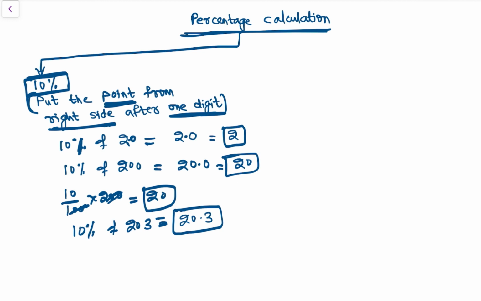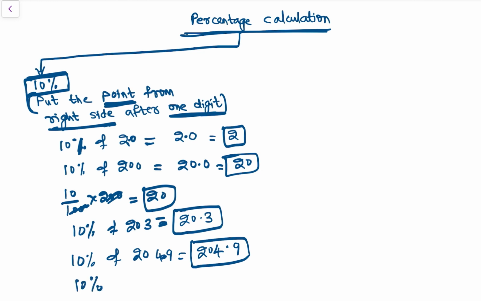Say 10% of 2049, how will we do it? That is 204.9. Starting from this side, put the point after 1 digit, and that would be 10%. Similarly, 10% of 300 is 30.0, that is 30. 10% of 300 is 30. So that is done for 10%.